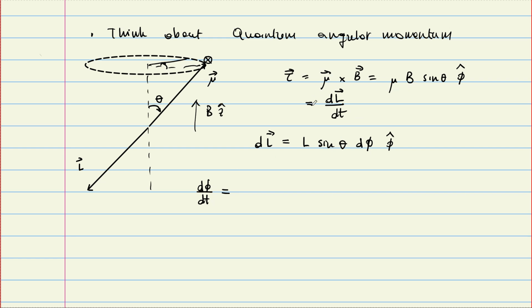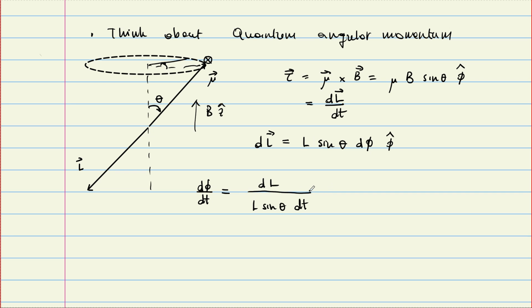From this equation, this is going to be dL divided by L sine theta dt, right? Or you can think about dL is going to be L sine theta d phi. So I'm just taking the magnitude, so this is on this side, and if I divide both sides with the dt, this is the equation I have.